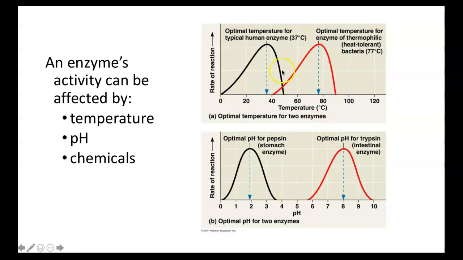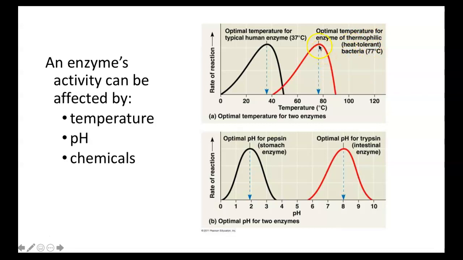I just want to bring your attention to these two charts. Notice on this top one that temperature is on the x-axis and rate of reaction is on the y-axis. Each curve represents a different enzyme in a different organism. The black one is the optimal temperature for a typical human enzyme, with the highest rate of reaction at 37 degrees Celsius. That should make sense, because the optimal temperature for a typical human enzyme is body temperature, 37 degrees Celsius. The red curve shows a typical enzyme for a thermophilic, heat-tolerant bacteria.